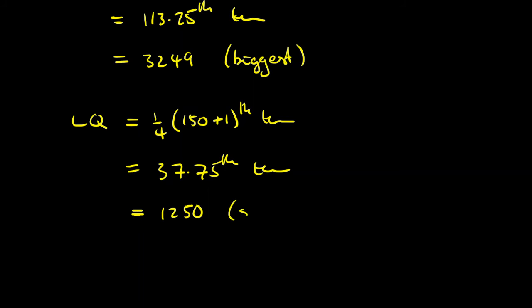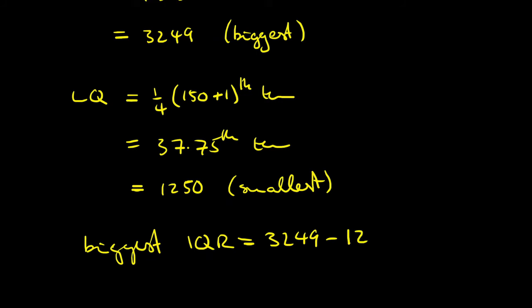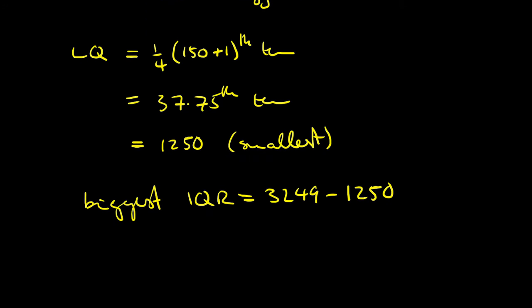1,250 being the smallest, because we want the biggest value for the upper and the smallest for the lower, because then if I do the upper minus lower, I'm going to get the biggest possible value. So the biggest interquartile range which is possible is going to be 3,249 minus 1,250, and that is 1,999. Okay, I'm just going to check my answers, make sure that that's all right. Yep, that's okay.